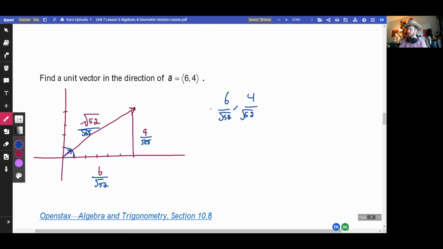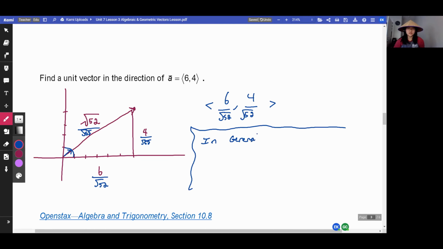What would, with all of this algebra done in general, what is the formula for a unit vector given a vector? Given a vector, let's call it u.